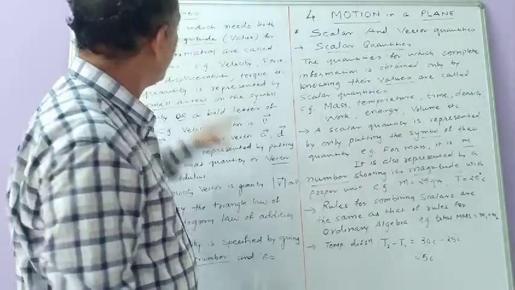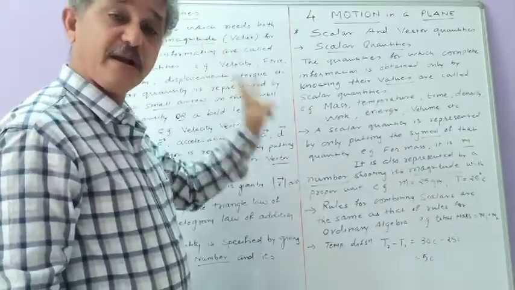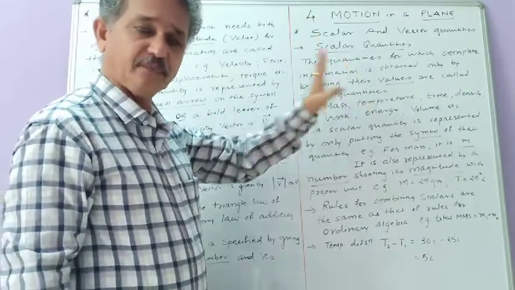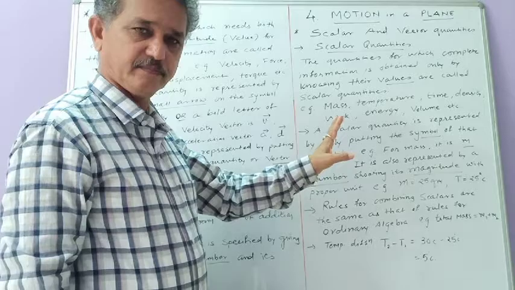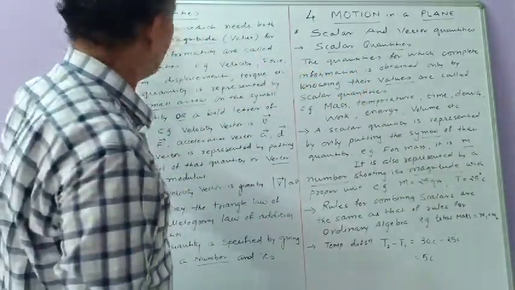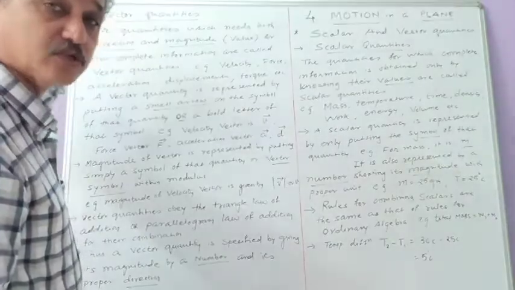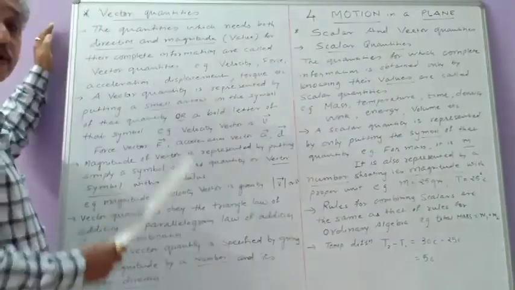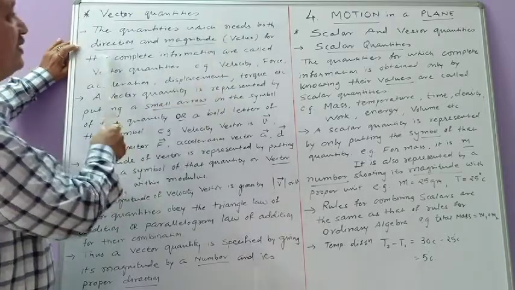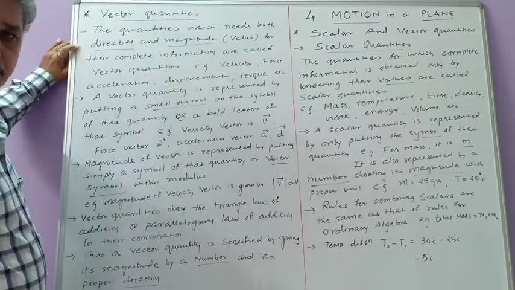Now we have to come to the vector quantities. What is the main difference between the scalar quantity and vector quantity? In scalar quantity, there is no importance of direction. While in vector quantities, there is importance of direction. So what are the vector quantities? The quantities which need both direction as well as magnitude.